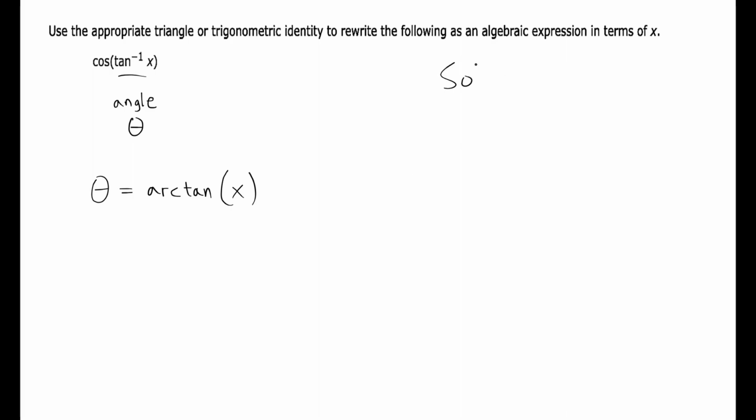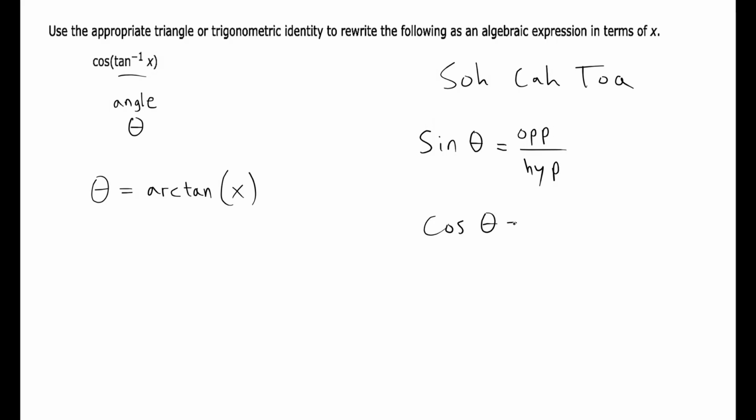Now from the acronym SOHCAHTOA, sine has a formula of being the opposite leg over the hypotenuse in a right triangle. Cosine theta would be the adjacent leg over the hypotenuse. And then tan theta is the opposite leg over the adjacent leg.